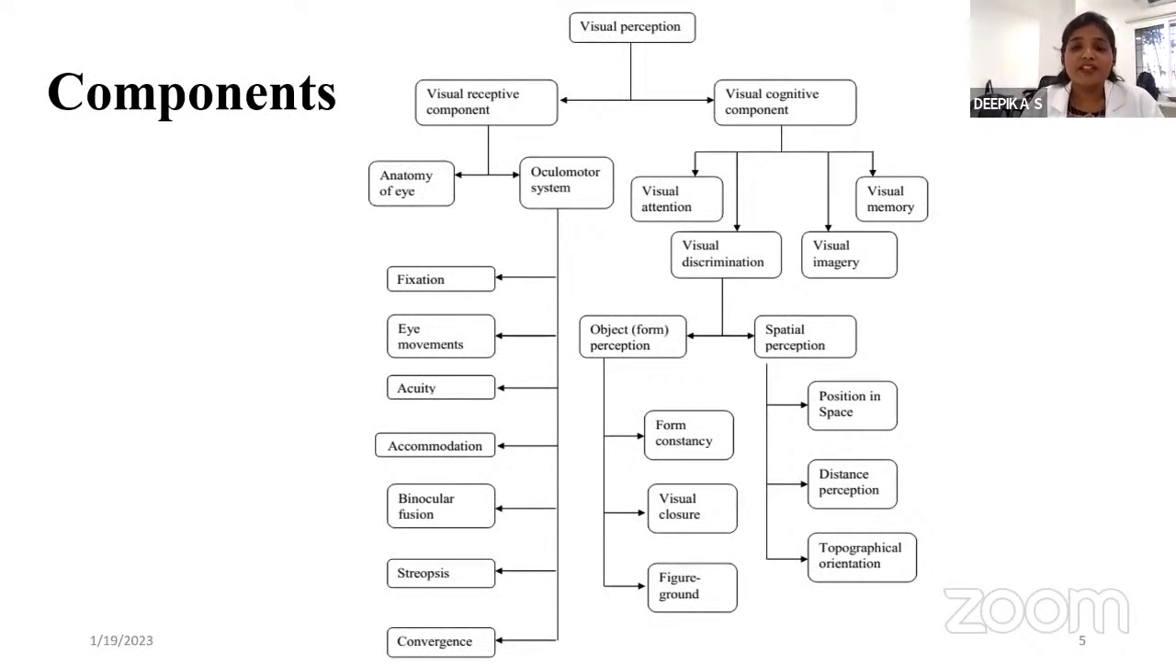Visual perception has two components: the visual receptive component and the visual cognitive component. In the visual receptive component, there is the anatomy of the eye and the ocular system. The ocular system has main parts: fixation, eye movements, acuity, accommodation, binocular fusion, stereopsis, and convergence.